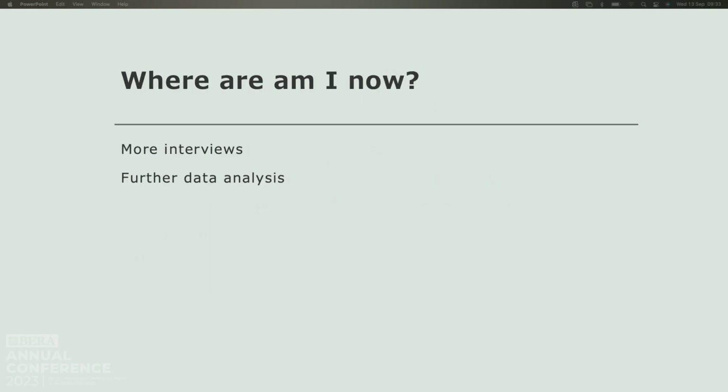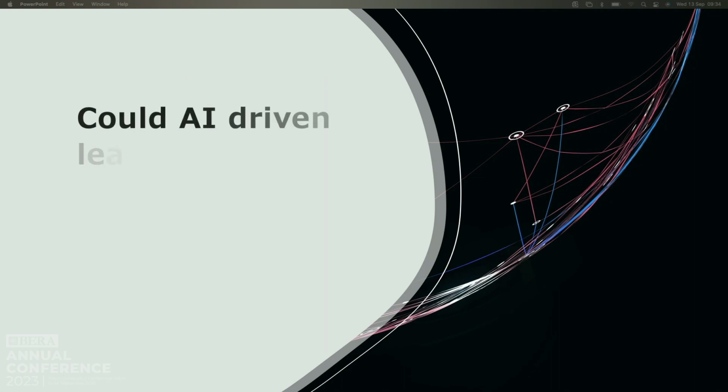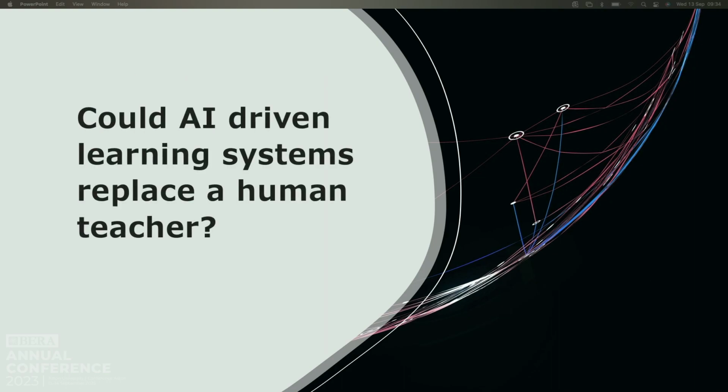So where am I so far? Well, I still need to take more interviews because I've had less than 10 participants so far. And of course, more interviews means more data analysis. And I'm going to leave us with a question I always ask the teachers, which is part of the vignette I use as part of my data collection. Could AI-driven learning systems replace a human teacher? So I'm asking us that question now.